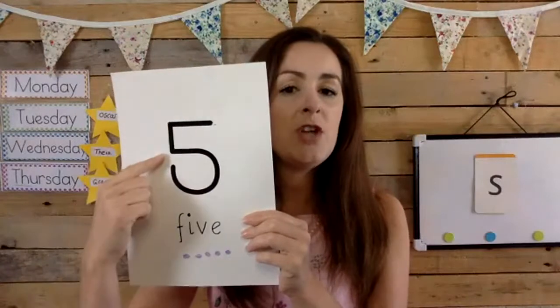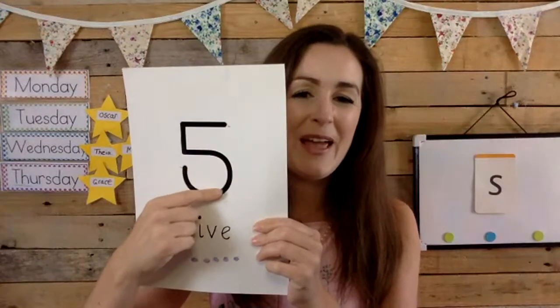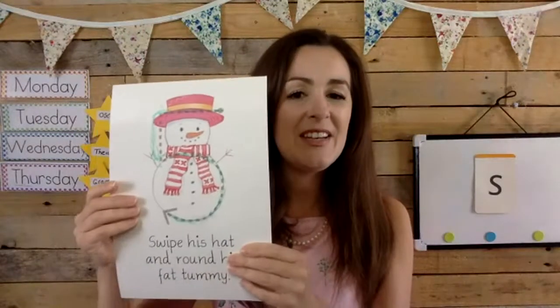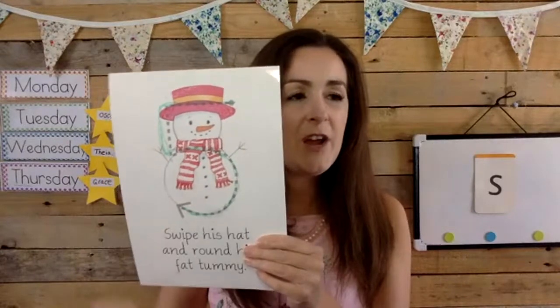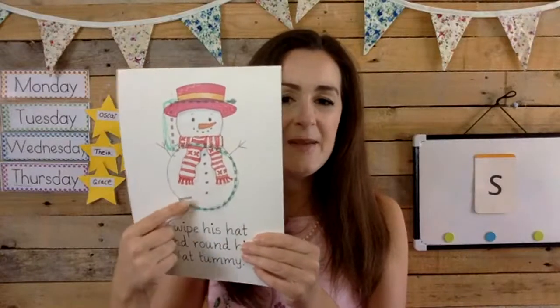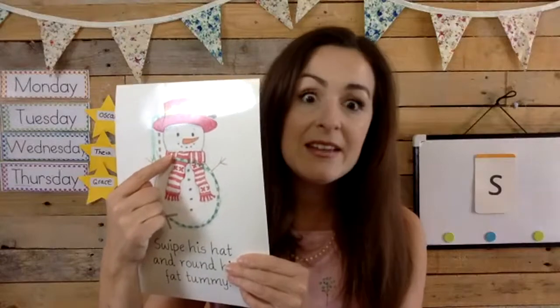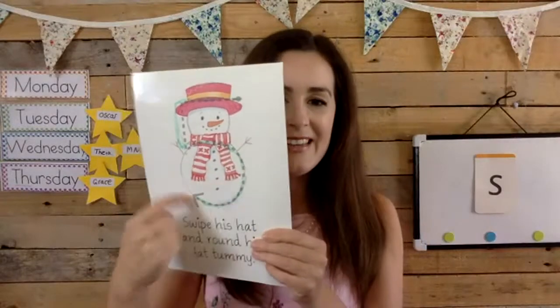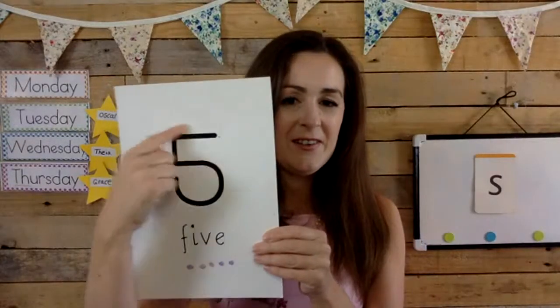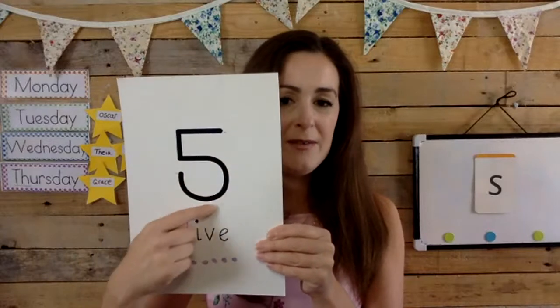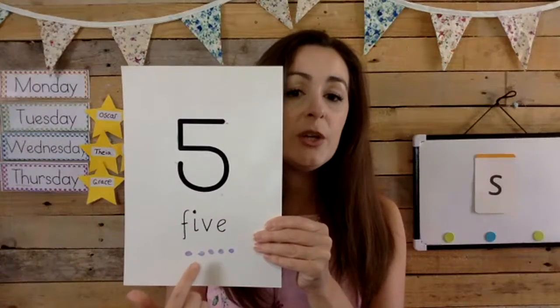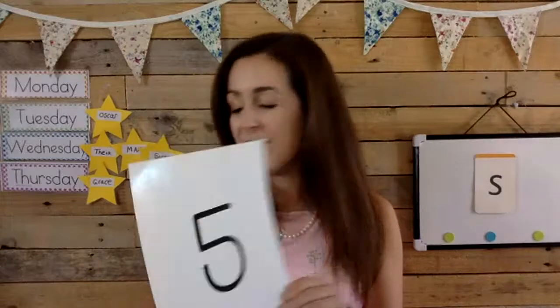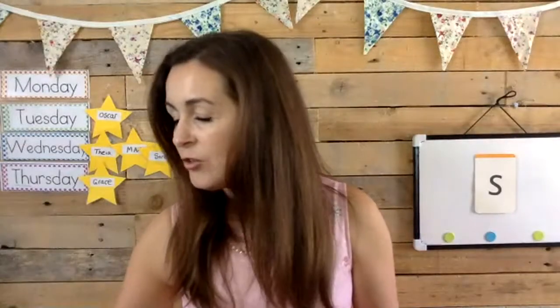We knock off the snowman's head and go around his big tummy. Let's have a look at it again. Knock off the snowman's head and go around his tummy. Knock off the snowman's hat, and go around his tummy. There we are. Knock that snowman's hat off around his tummy. 1, 2, 3, 4, 5. Well done, everybody. Great job.